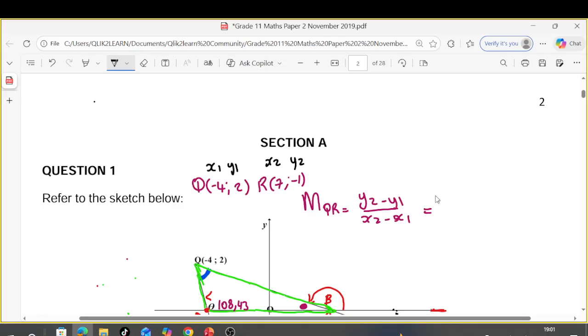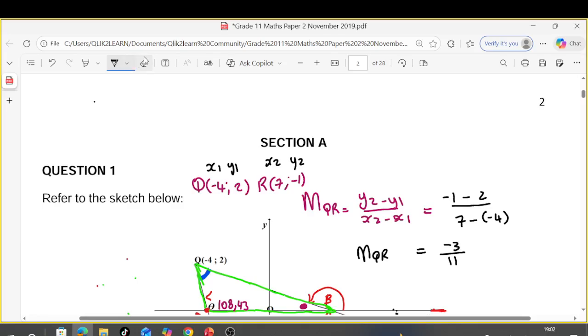So if we do the substitution, what is my y2? It's minus 1 minus y1, which is 2. Everything divided by x2, which is 7, minus x1, which is negative 4. So on top we had minus 1 minus 2, which gives us negative 3. The top part gives us negative 3 over 7 plus 4, which is 11. So the gradient of QR is equal to minus 3 over 11.